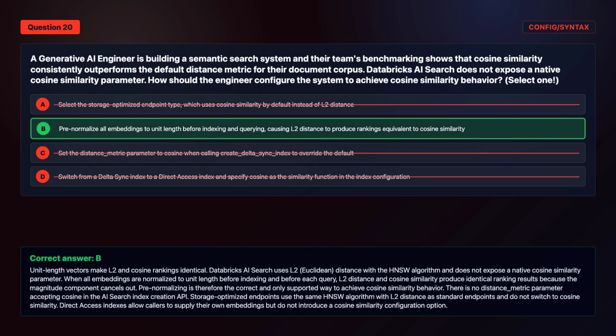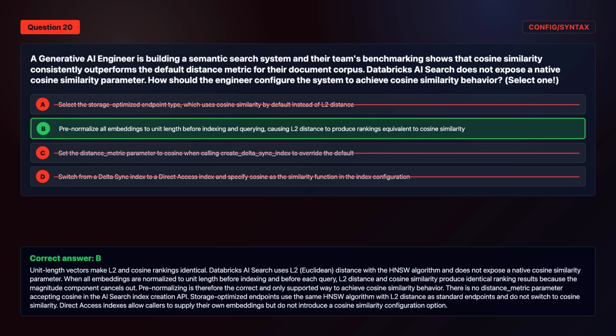The correct answer is option B. Unit length vectors make L2 and cosine rankings identical. Databricks AI Search uses L2, Euclidean, distance with the HNSW algorithm and does not expose a native cosine similarity parameter. When all embeddings are normalized to unit length before indexing and before each query, L2 distance and cosine similarity produce identical ranking results, because the magnitude component cancels out. Pre-normalizing is therefore the correct and only supported way to achieve cosine similarity behavior.